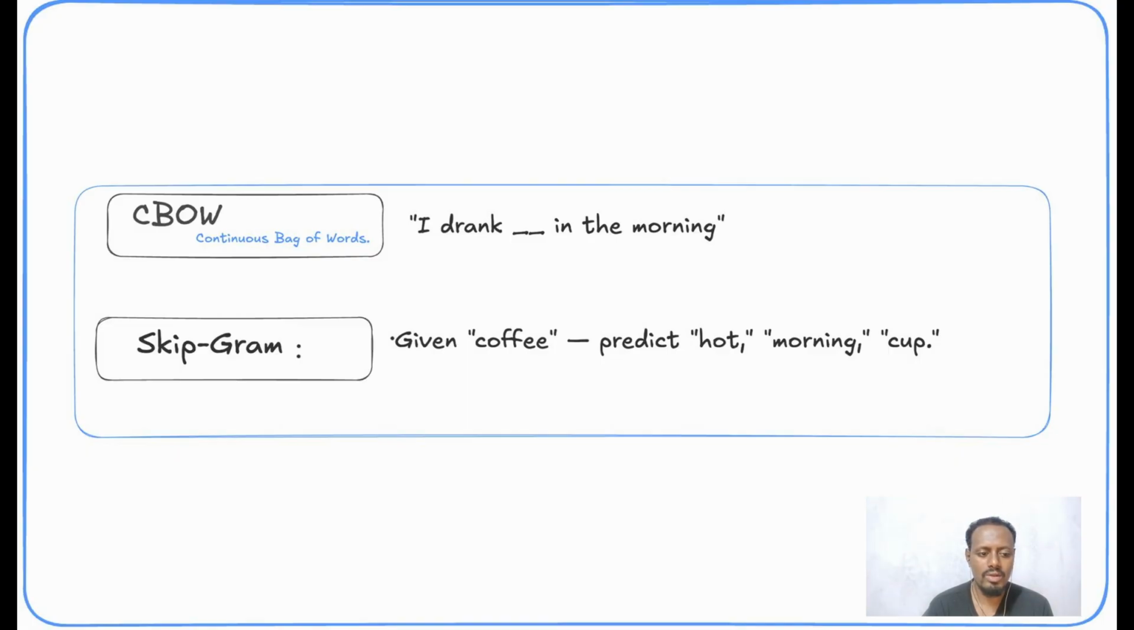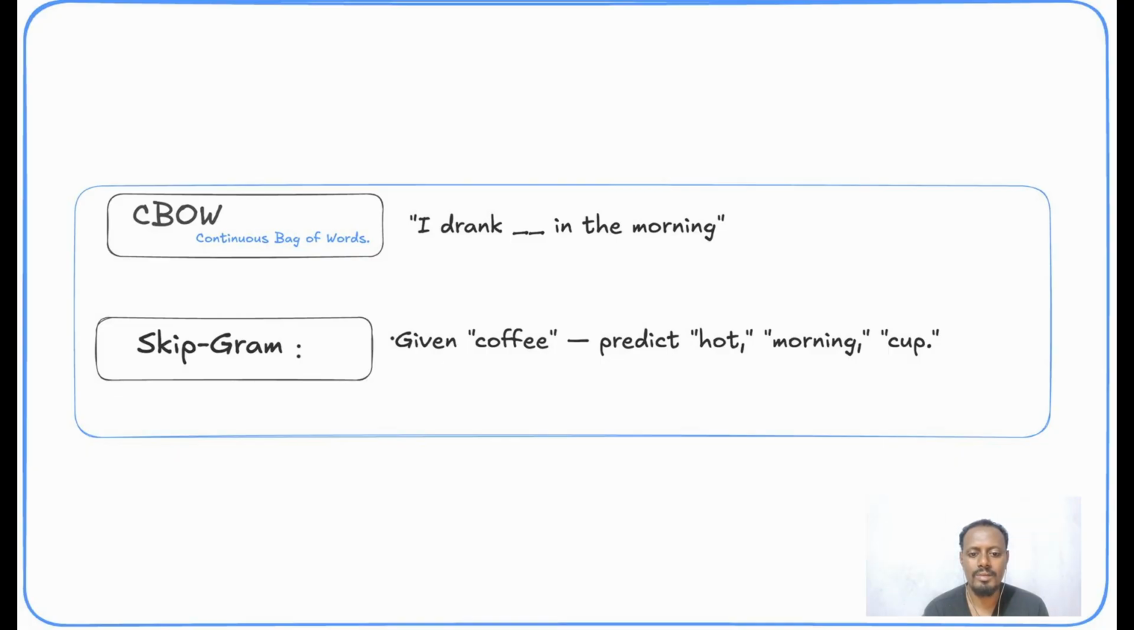No dictionary, no manual label, just context. Word to vector uses two approaches to do this. One is CBOW, continuous bag of words. Given the surrounding words, it predicts the middle word. So if you see "I drink blank in the morning," the prediction will be coffee. The context predicts the center.